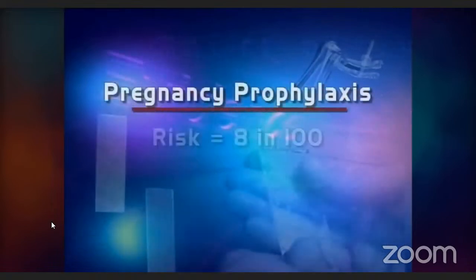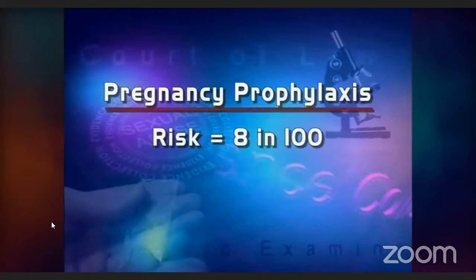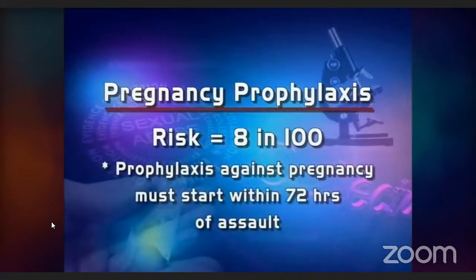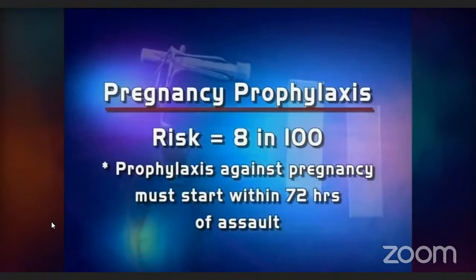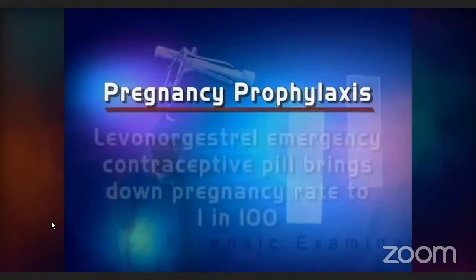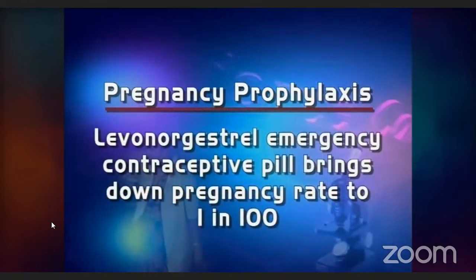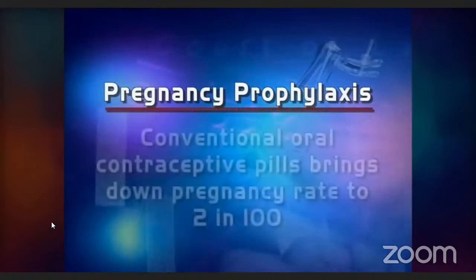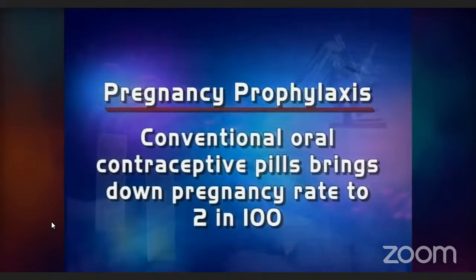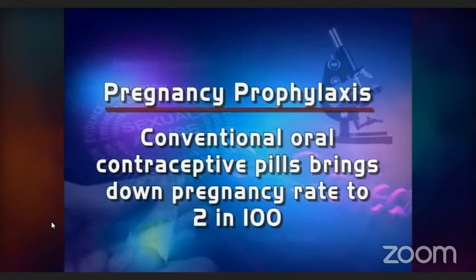The incidence of pregnancy in susceptible victims is estimated as nearly 8 for 100. Prophylaxis against pregnancy may be effective up to 72 hours. Using dedicated levonorgestrel emergency contraceptive pills, the pregnancy rate is brought down to 1 per 100. By using conventional oral contraceptive pills, it is brought down to 2 per 100.